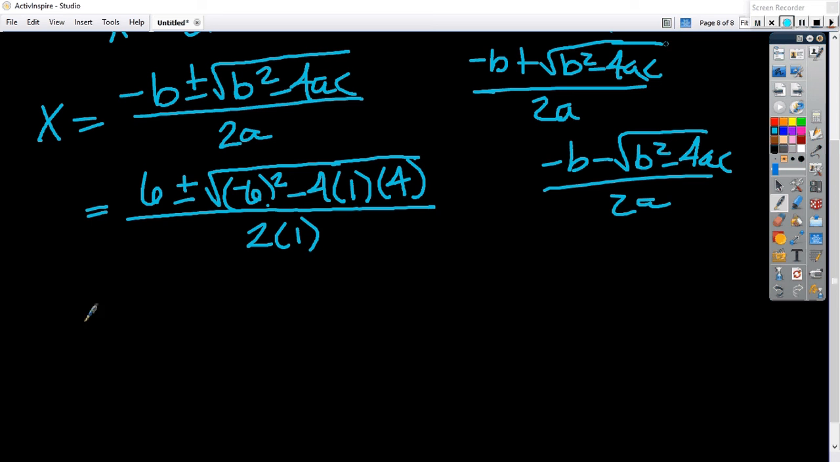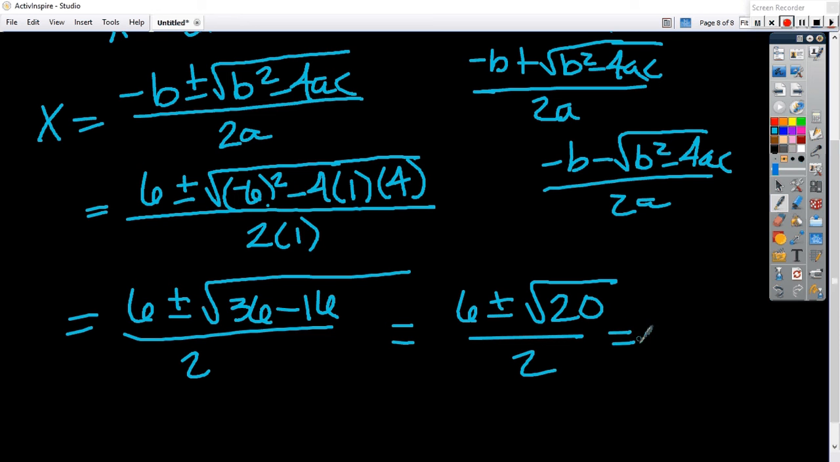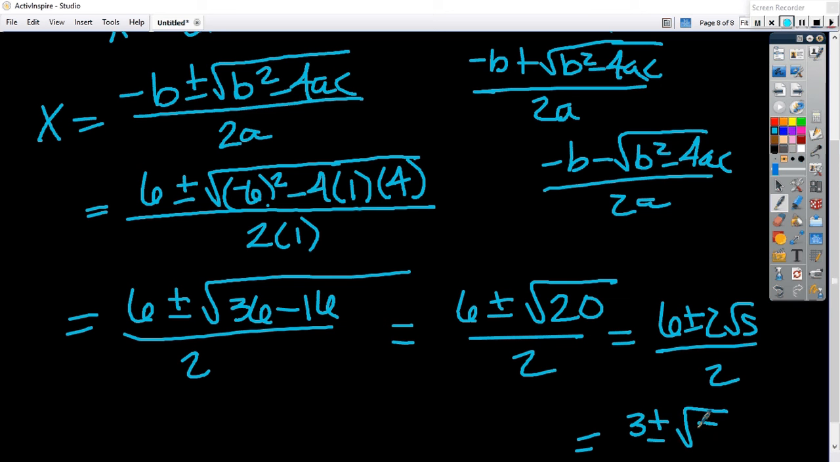All right, so I'm going to look under the radical first because you always want to simplify under the radical first. So I've got 36 minus 16 over 2. 36 minus 16 is 20. You can break 20 down, 4 and 5. So 2 root 5, that's right. Take a 2 out of everybody. 3 plus or minus the square root of 5. Pretty easy. It is.